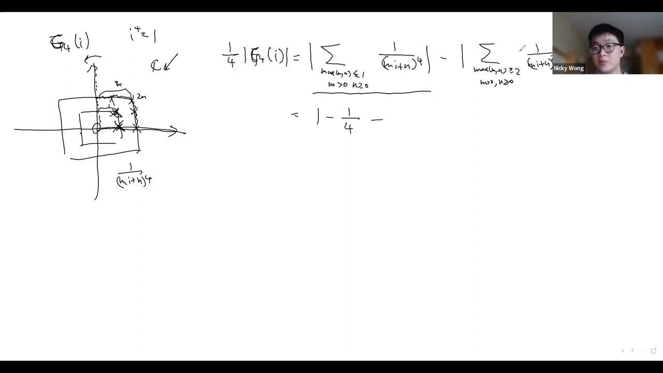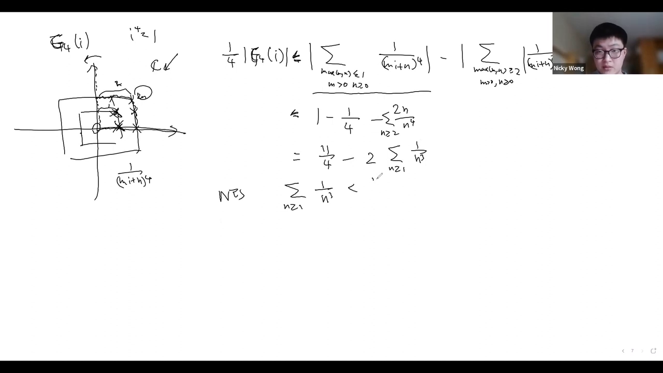And for this here, we're going to take the modulus of this. So we can further, that's this. And we're going to take the modulus inside. And because m and n are at least 2, the modulus is at least, let's say, m to the 4, and n to the 4. And there are 2n terms. So that's 2n, the sum, divided by n to the 4. And if I take in the 1 as well, that's 3 divided by 4. If I add 2, that's 11 divided by 4 minus 2. Yeah. So we need to show that the sum is less than 11 divided by 8.